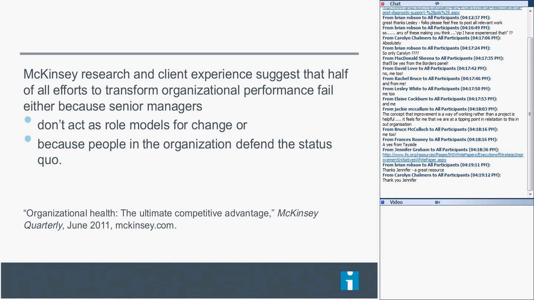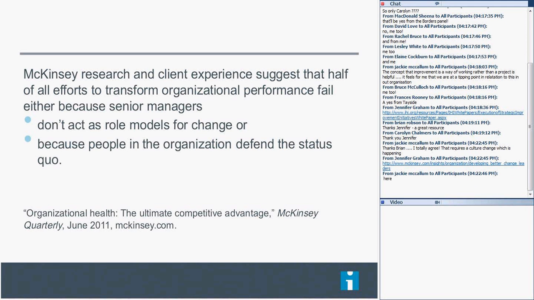McKinsey goes on to say that half of all efforts to transform organizational performance fail because people don't act as role models, or people are totally resistant to change and defend the status quo to no end. It is the role of the leader to role model the behavior. So if leaders really want change, are they focusing on the change? Are they talking about the improvement? Are they making that a number one priority in the work that they do? Are they walking around and visiting the different areas and emphasizing the importance of the improvement efforts?